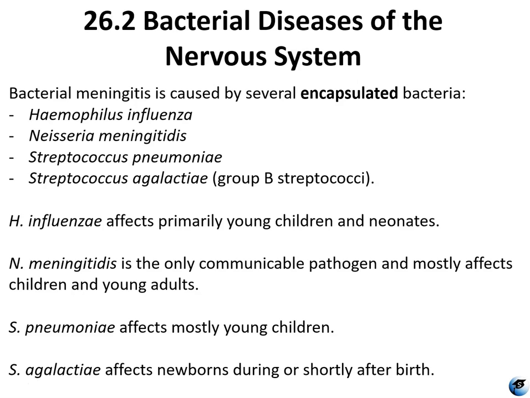Your H. influenzae affects primarily young children. Your N. meningitidis is the only communicable pathogen, which means it spreads from human to human, and it mostly affects children and young adults. Your Streptococcus pneumoniae affects mostly young children, again, and your group B streptococci affects newborns.